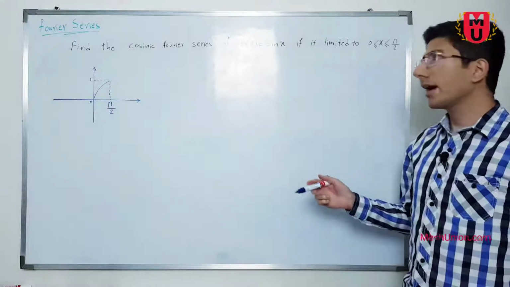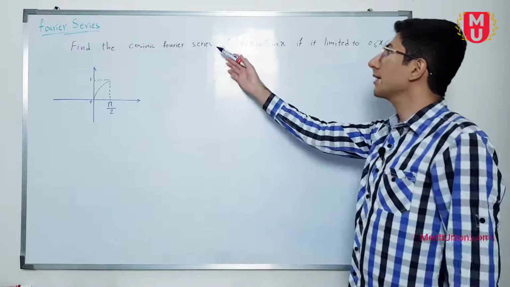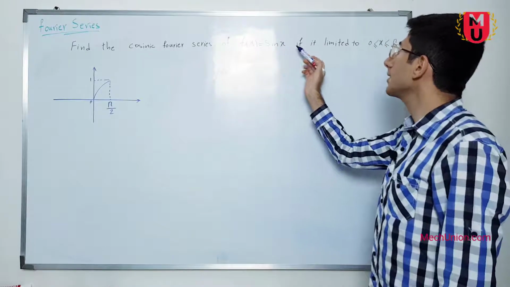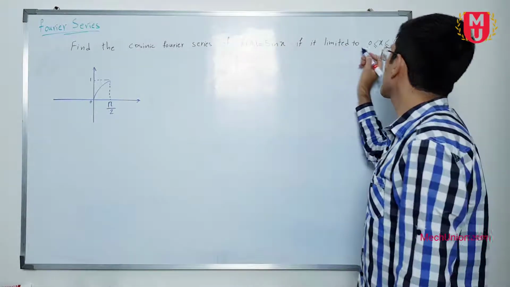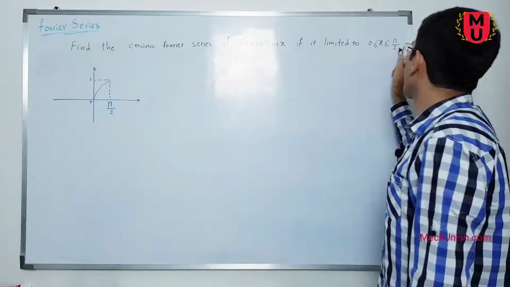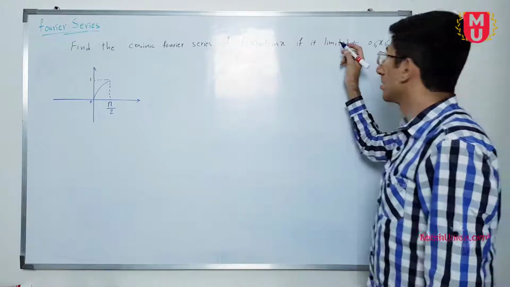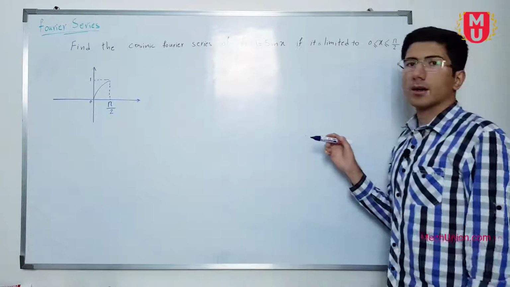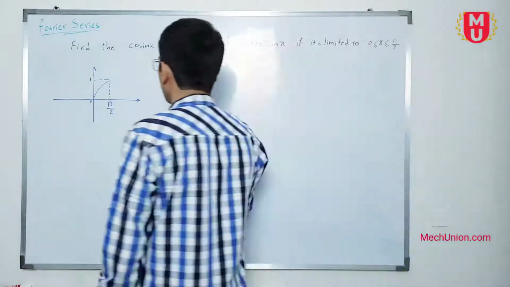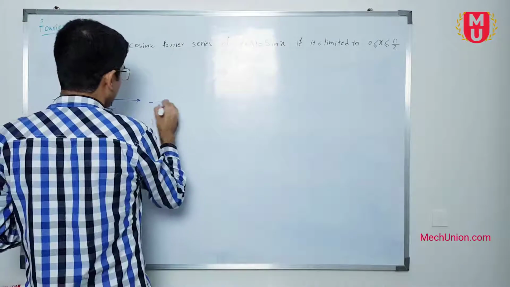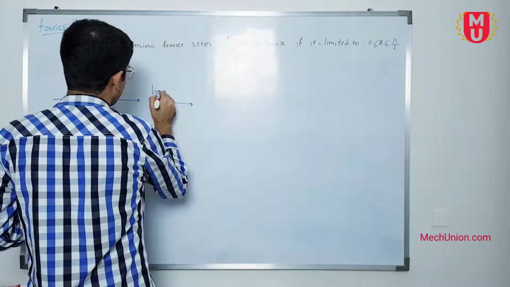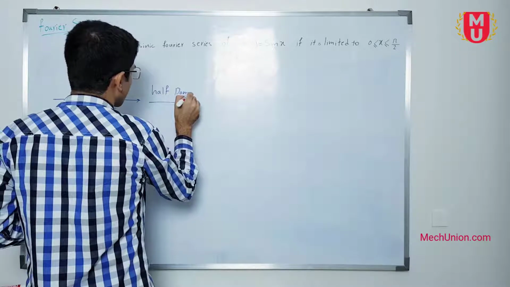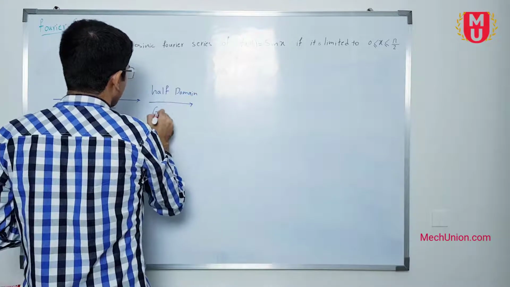It is said: find the cosine Fourier series of f of x equals sine x if it is limited to 0 and pi over 2. Okay, I have a solution for that. I call that half domain expansion.